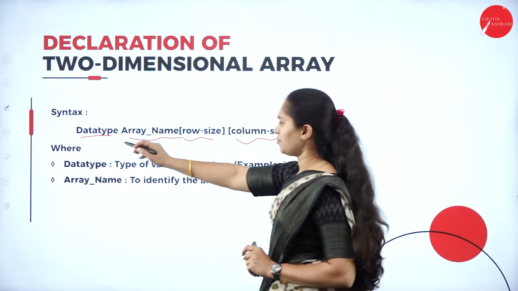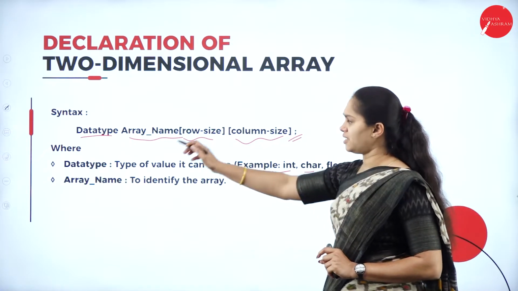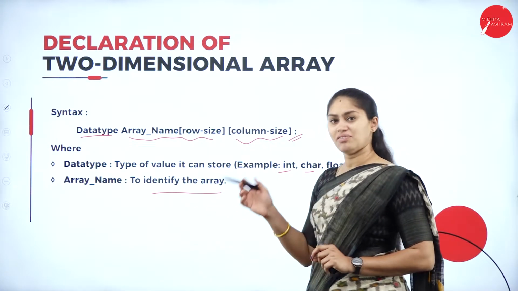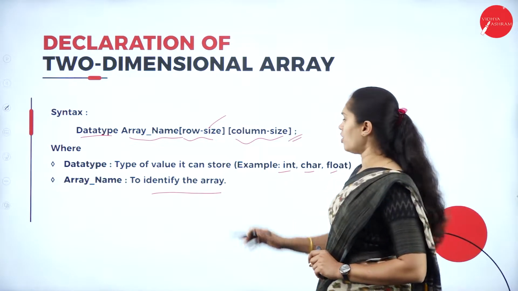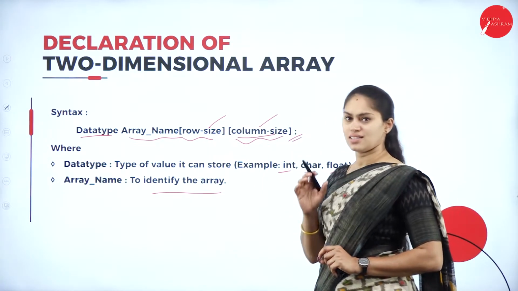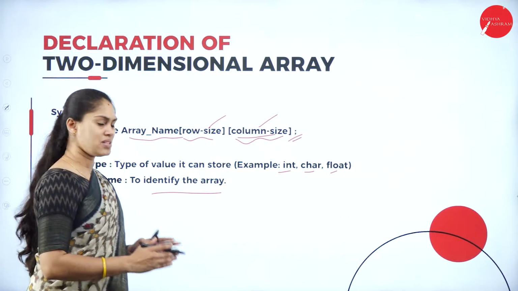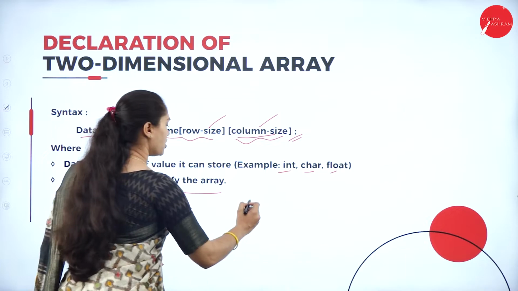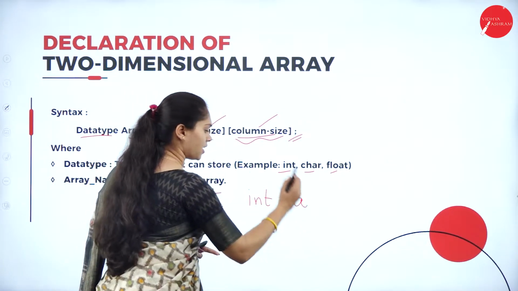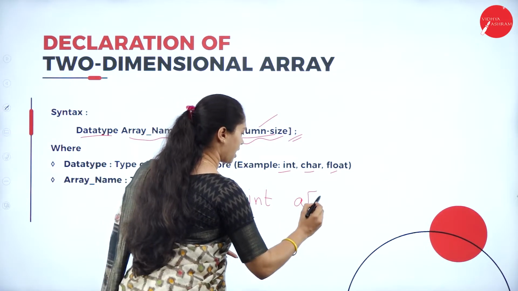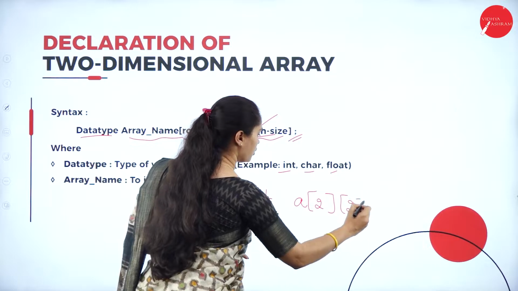Fine. So the data type can be any data type. It can be integer, char, float, and the name of an array identifies the array in a program. Row size represents the size of a row and column size represents the size of a column. That means the maximum number of elements that it is going to hold. So then let me write the example. Int is the data type here and A is the name of an array. How many subscripts am I supposed to take? So 2 here and another one is 2.